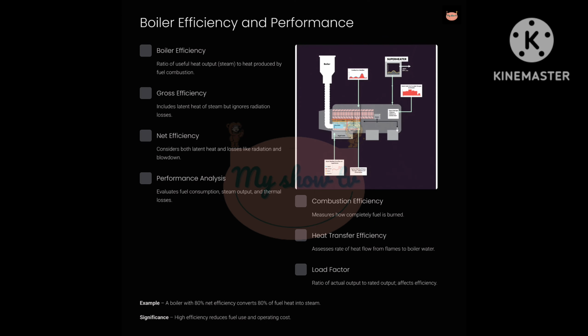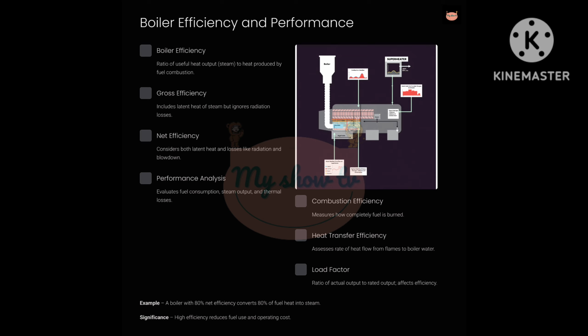Slide 1. Boiler efficiency and performance. Let's start with the concept of boiler efficiency. It simply tells us how much of the heat energy from the fuel is actually used to generate steam. For example, if we burn coal or oil, some of the heat goes into the water, and some is lost into the environment. Boiler efficiency is the ratio of useful heat output to the heat input from fuel. A high-efficiency boiler means more steam from less fuel, which is ideal in terms of saving energy and cost.